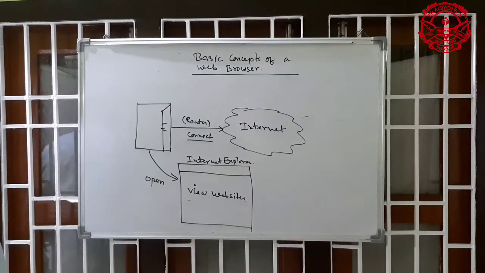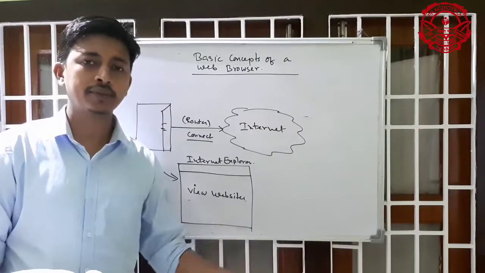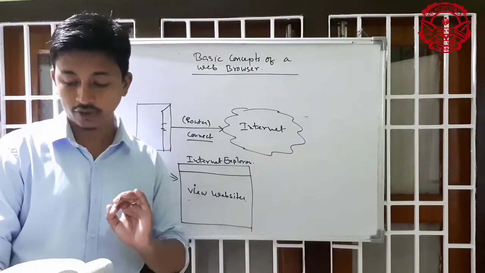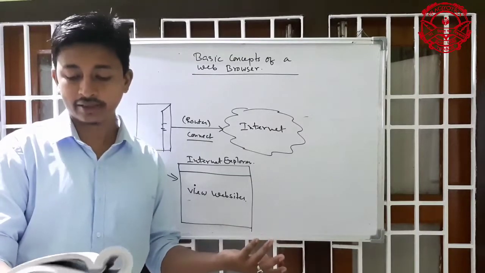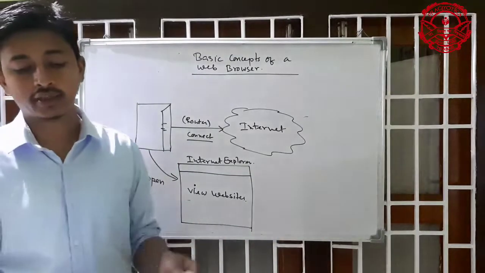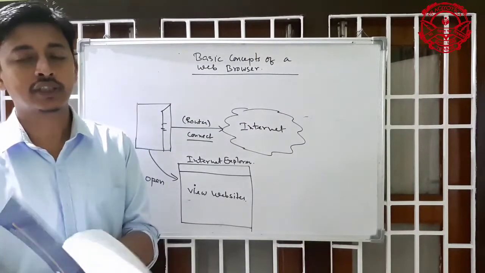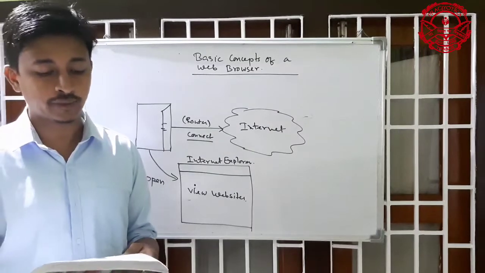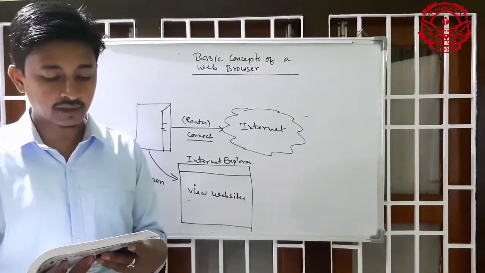How to open Internet Explorer? It's very easy. Go to the Start menu, open All Programs and click Internet Explorer. Or double-click on the Internet Explorer shortcut icon on the desktop. Just double-click on the icon and it will automatically open. You can see the steps given here.